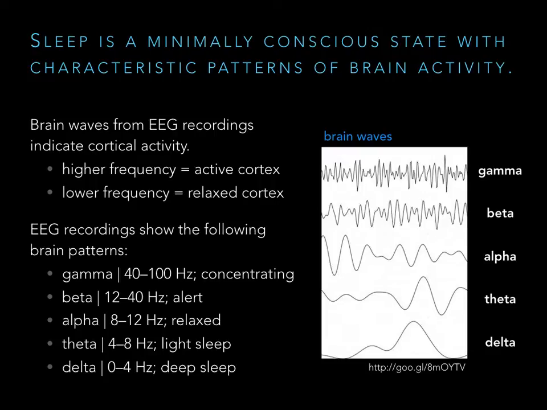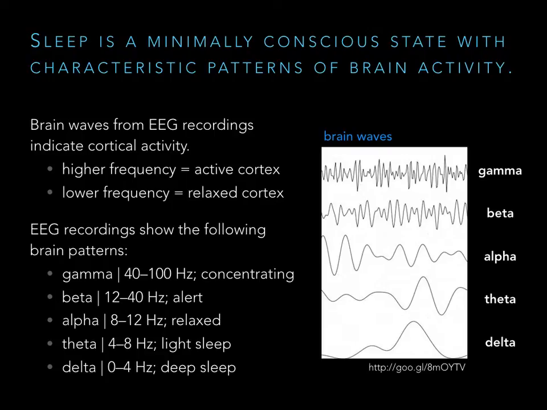When you're alert, your cortex is still active, so you still have a pretty good frequency, 12 to 40 hertz in this case. That would be the beta waves, a little less than gamma. Less than beta, we have our alpha waves. This is when you're relaxed. You'll get a little bit of these in sleep, but this is mostly during the transition. You'll see alpha waves when you're kind of drowsy and relaxed.